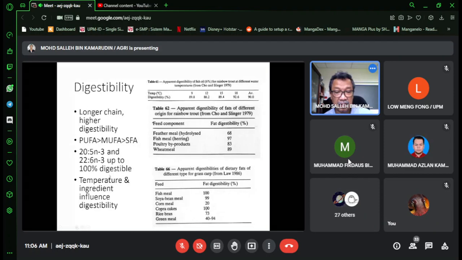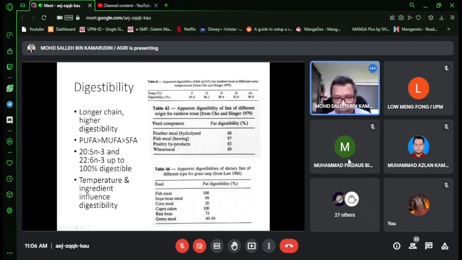So if you feed them in the diet, the losses are very little, almost none. Alright, and temperature and ingredient influence the digestibility. If you look at the temperature, the higher the temperature, this is for trout, we see the digestibility go from 89 to 92. So it is higher with temperature. But not many studies have been done on other fish.